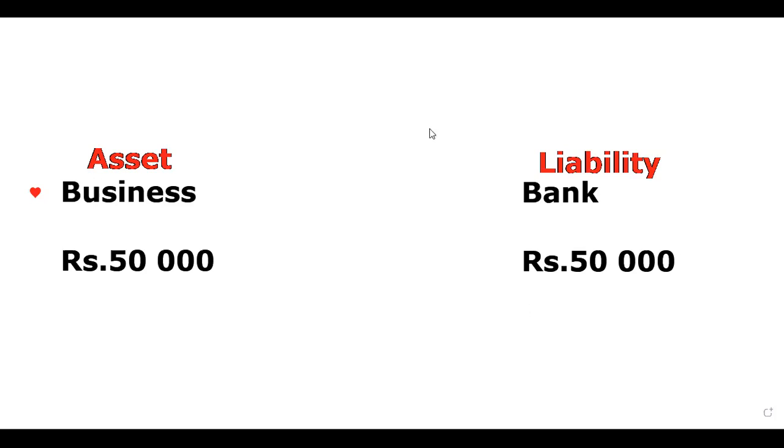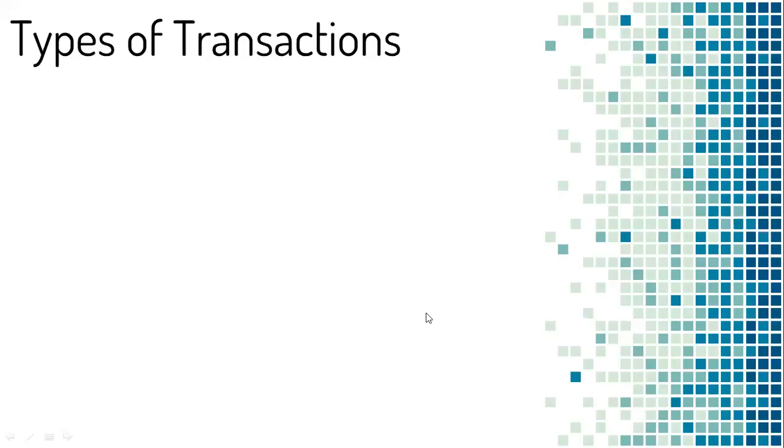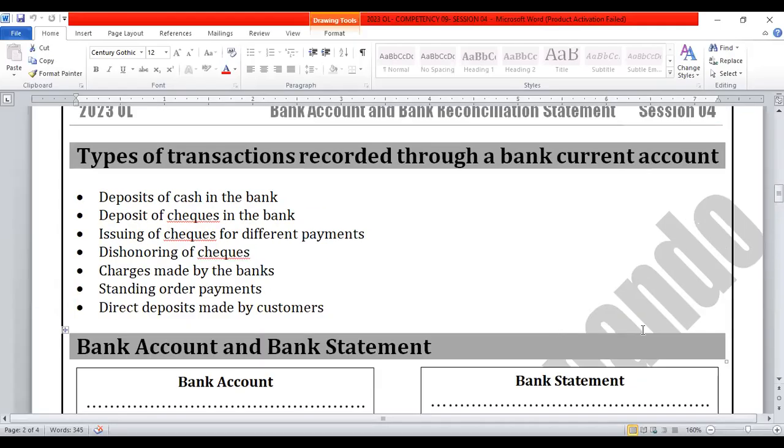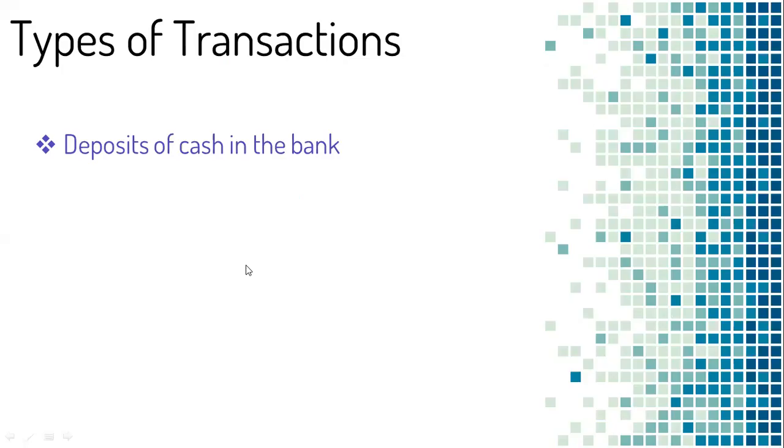I think you have written it. I'm taking to the next topic. What are the types of transactions that can take place in a bank account? Once again, here the bank account is a current account. First one, you can deposit cash in the bank. Not only that, you can deposit checks in the bank account.